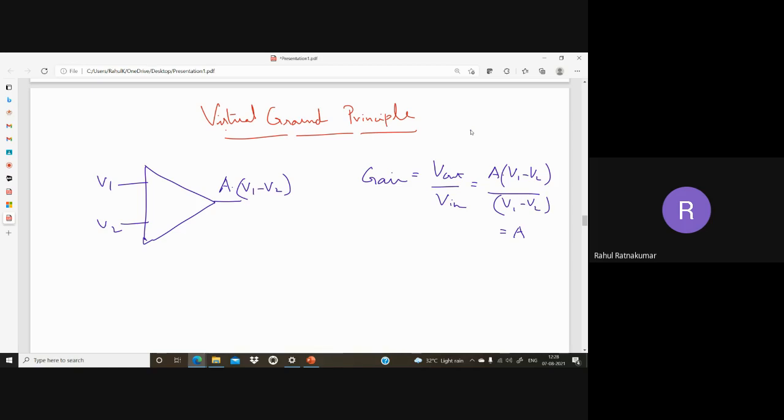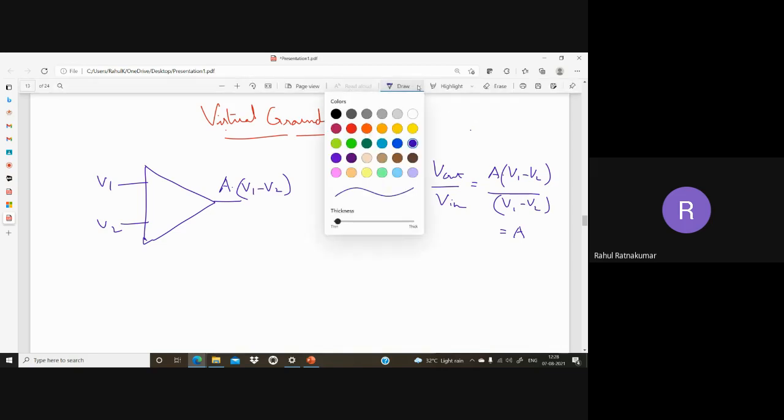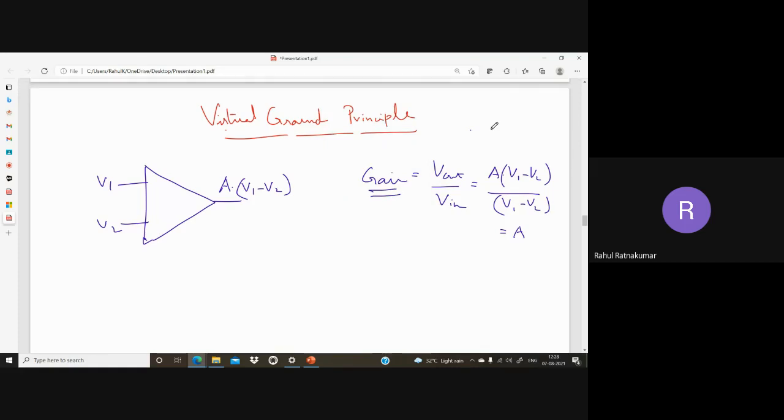Okay, now we'll come to the gain. What should be the gain of the amplifier ideally? Ideally, we want the amplifier to have a very high gain or infinite gain. So we say yes, we definitely want the amplifier to have infinite gain, because this is human nature.